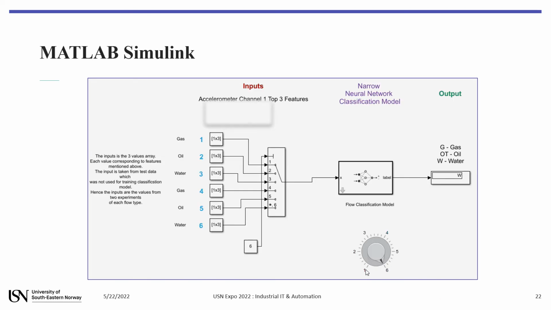Here, this Simulink structure showcases the instantaneous results of the classification model. By turning the knob, we are basically giving three inputs to that model, and we can see the corresponding output.